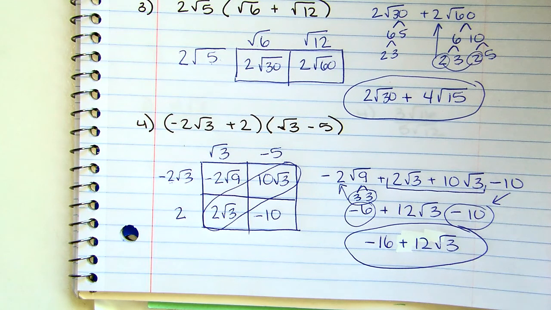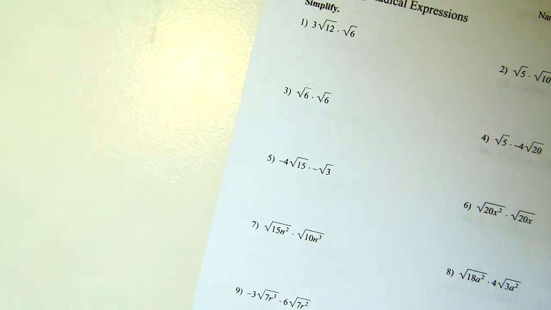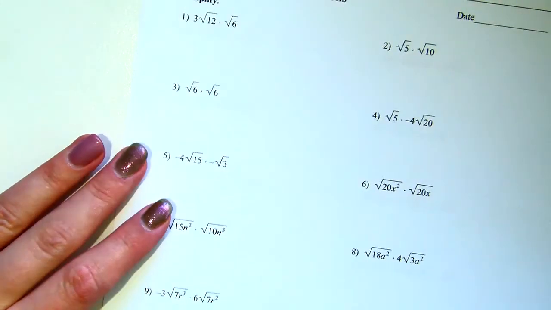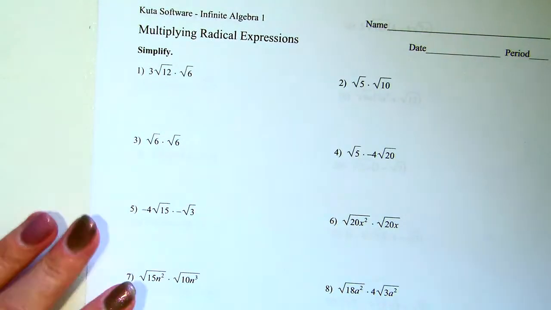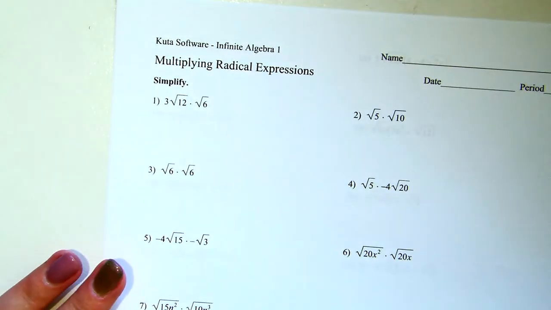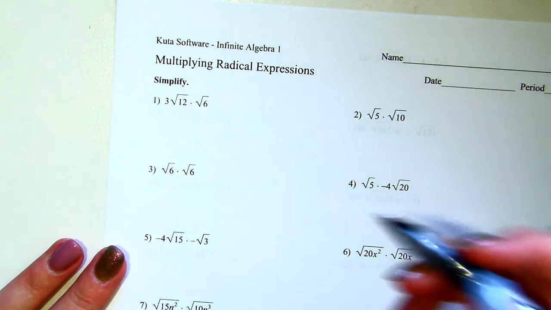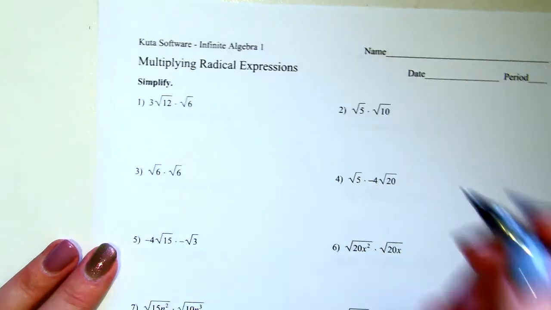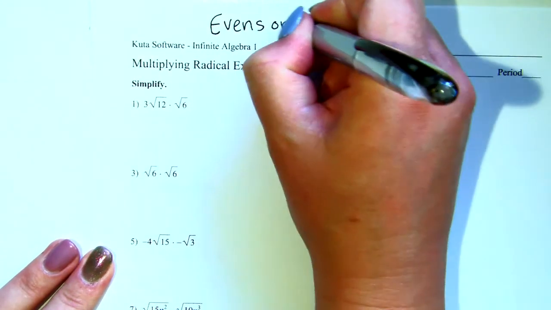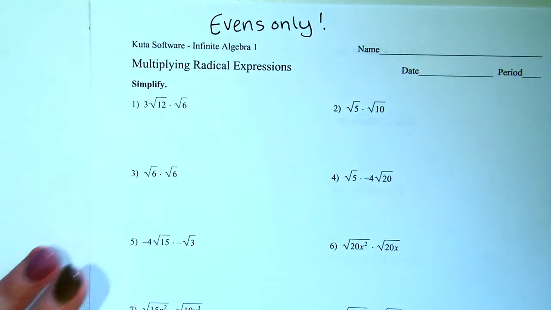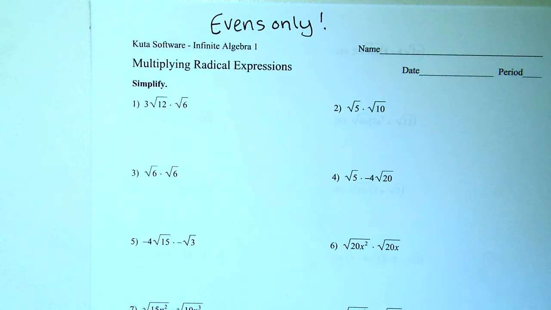Now you can check your answers through Kuta Software online, but I would like you to go ahead and attempt these on your own as much as possible first. Your task on this is to complete the evens. Last week on the adding and subtracting radical expressions, I had you do the odds. This week I'm going to have you do the evens. So evens only, please. I'm going to get you started on numbers 2, 4, and 6, and we'll go from there.